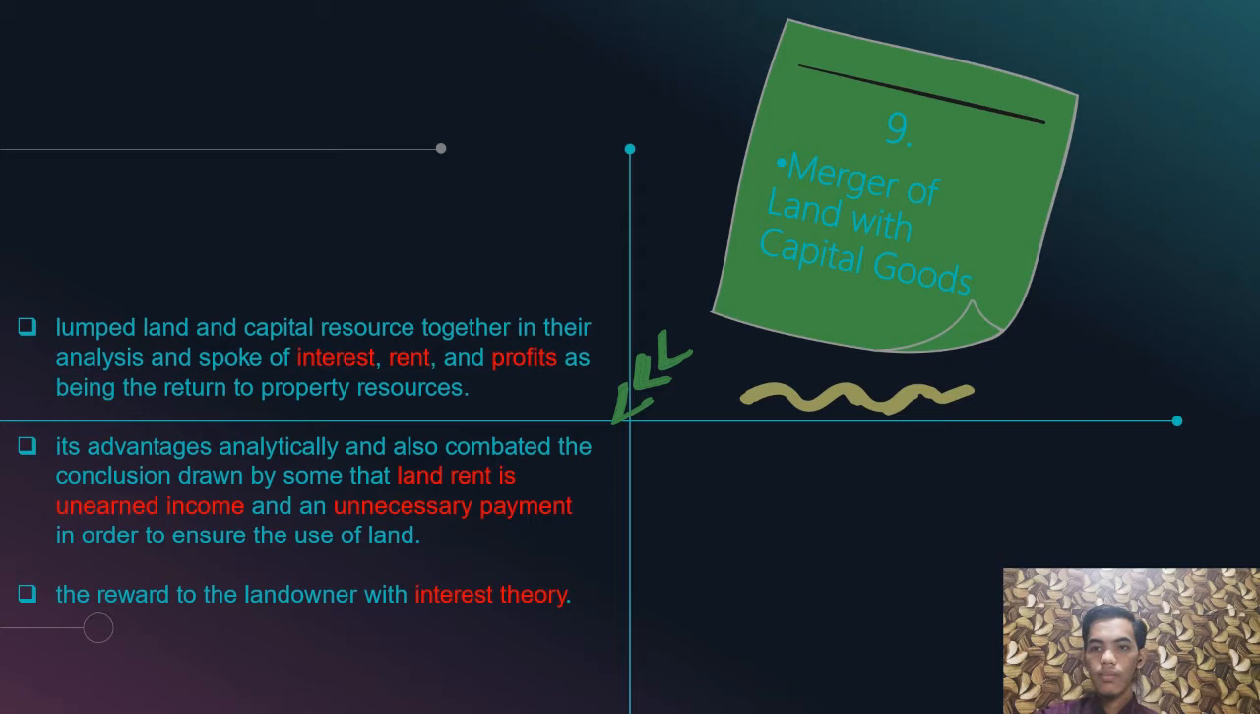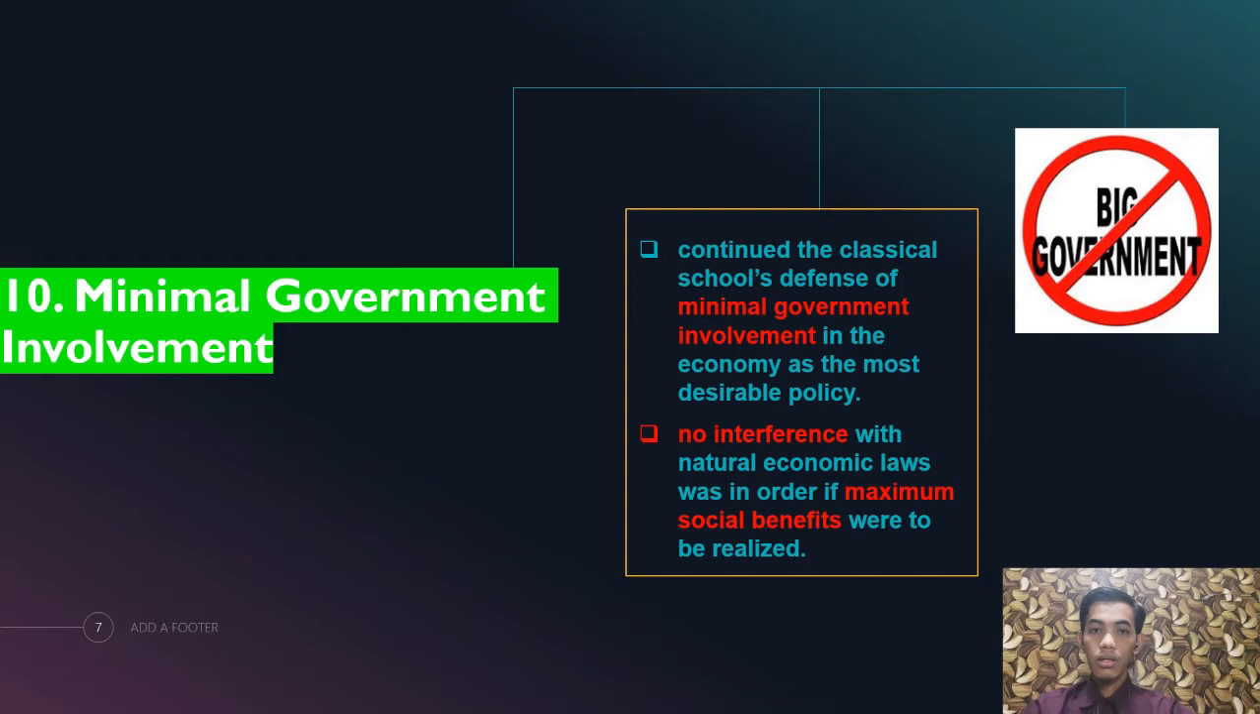The last major tenet is minimal government involvement. The marginalists continue the classical school's defense of minimal government involvement in the economy as the most desirable policy. In most cases, no interference with natural economic laws was in order if maximum social benefits were to be realized.